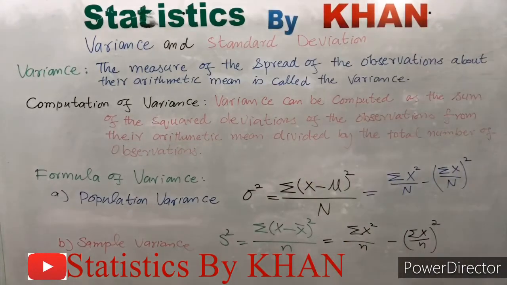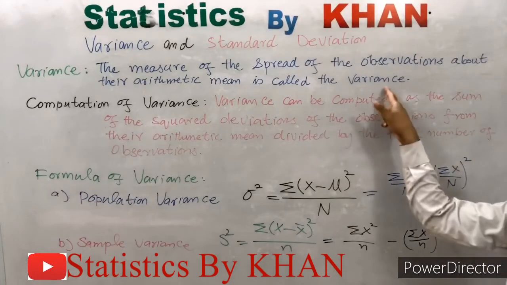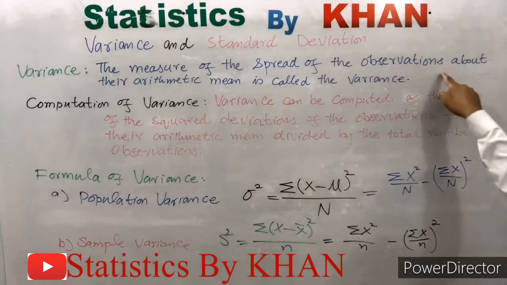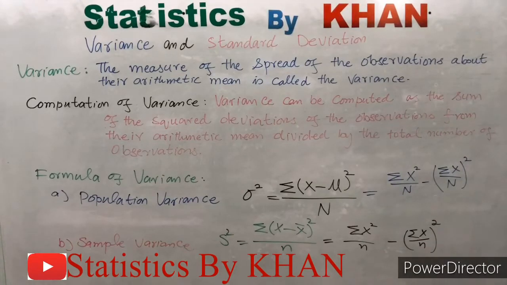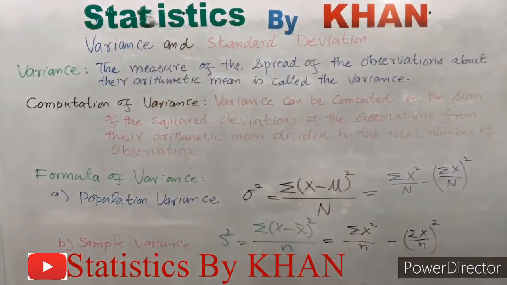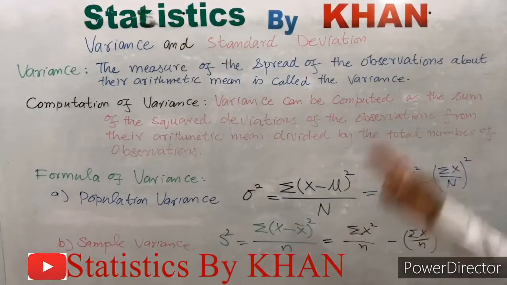What is standard deviation? Both are very related terms, but as we have discussed, variance is the measure of the spread of the observations about their arithmetic mean, but variance gives the results in the squared units. Now, what is standard deviation? Standard deviation is the same measure of the spread of the observations about the arithmetic mean, but standard deviation gives the results in the linear units. So this is the only difference between the variance and the standard deviation. Variance is the square of the standard deviation, and whenever we take the positive square root of the variance, it becomes the standard deviation. So both of them have this relation, and one can be obtained from the other.